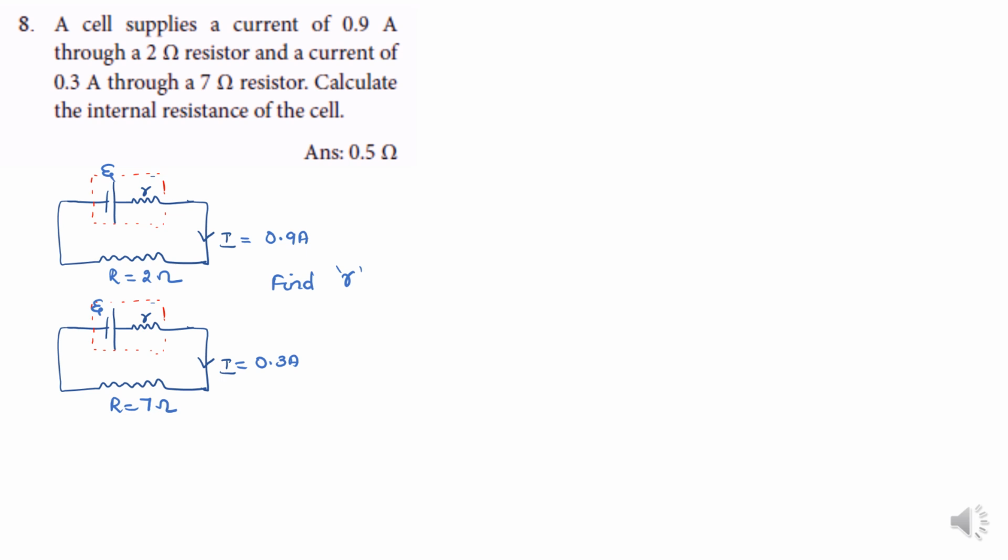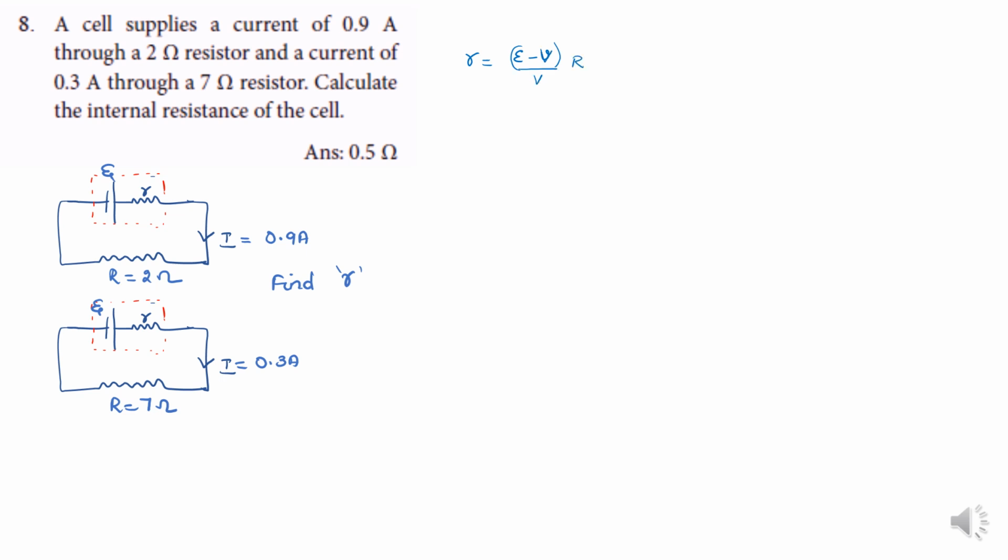Here we have a cell with some internal resistance. When the external resistance added is 2 ohms, the current is 0.9 amps. And for the same cell, when the external resistance capital R is 7 ohms, the current is 0.3 amps. With these two data, we are going to calculate the internal resistance of the cell. We know the internal resistance r is equal to (epsilon minus V) by V into R.